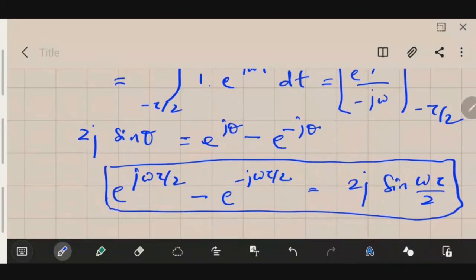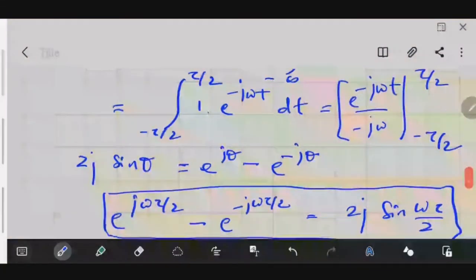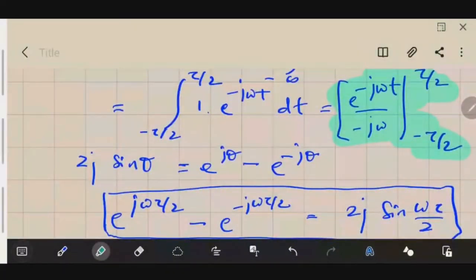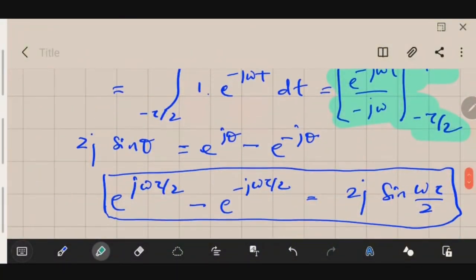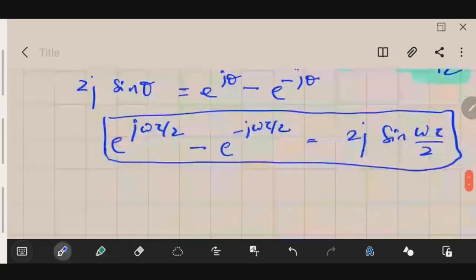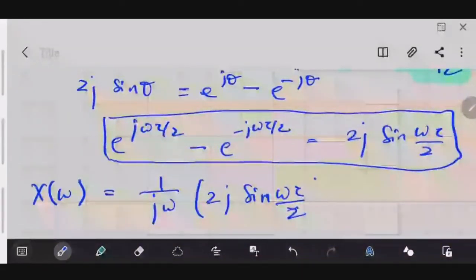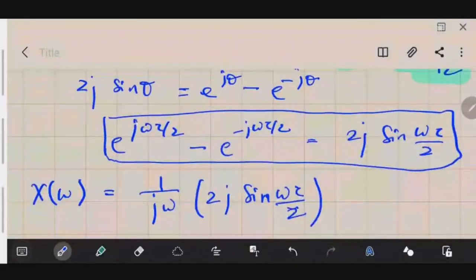So if we use it in the above integral, we put the limits in here. If we put the limits and then express it in this way, then we could write it as capital X of omega is equal to 1 by j omega outside, then 2j sine omega tau by 2. So this much you will get. Now this j will be cancelled, and at last we will be getting 2 sine omega tau by 2 by omega.